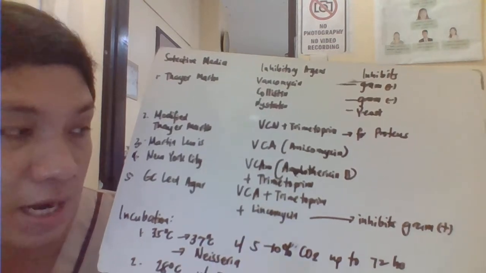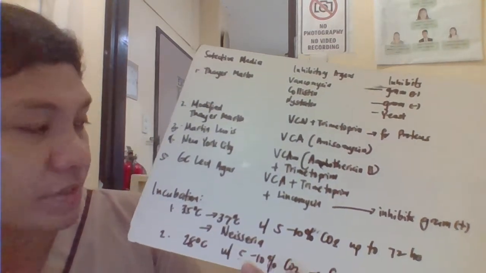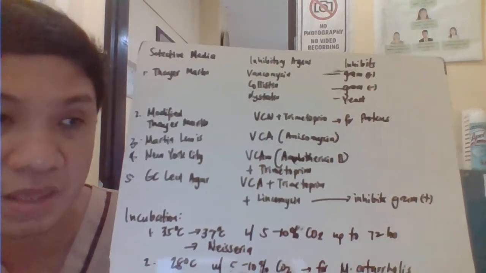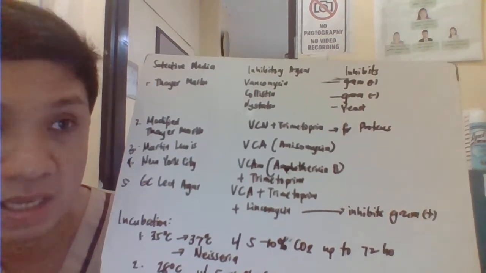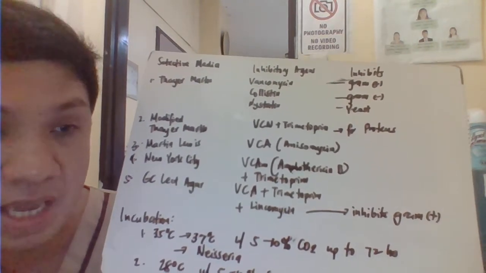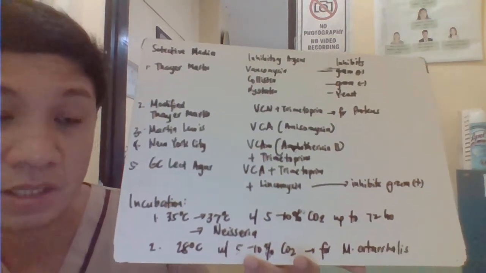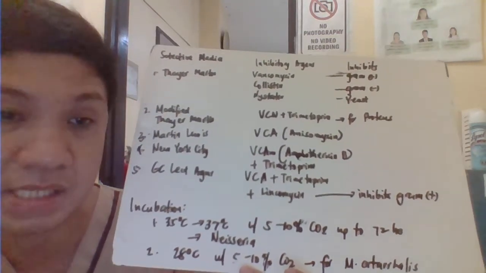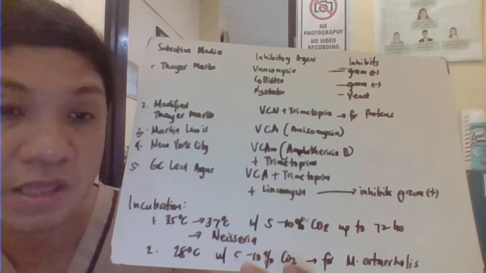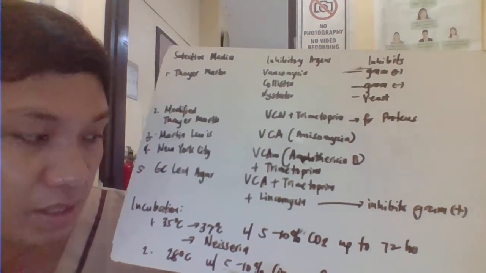Plus, it also has trimethoprim. Then we also have your GC-Select agar, made up of vancomycin, colistin, amphotericin B, plus trimethoprim, plus lincomycin as an additional inhibitory antibiotic for inhibiting the growth of your gram-positive bacteria.